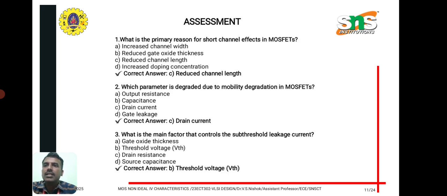So all these topics we have seen here under the non-ideal effects affect the effective performance of the MOS transistor, which we need to consider while designing any circuit.